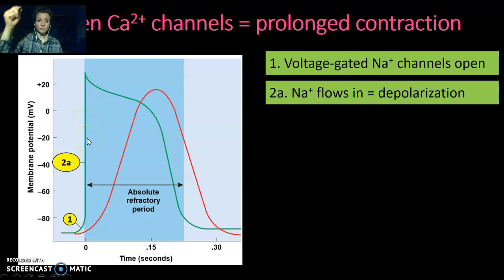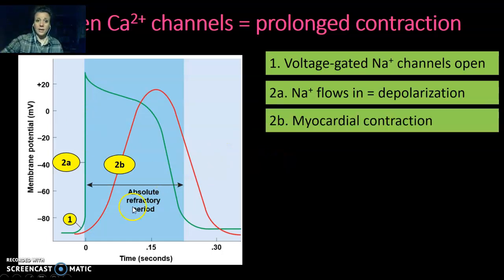This line is completely vertical. There's not even a slope to it. This is going to give us myocardial contractions, so that's what's happening here with our red line. This is showing us our myocardial contraction.